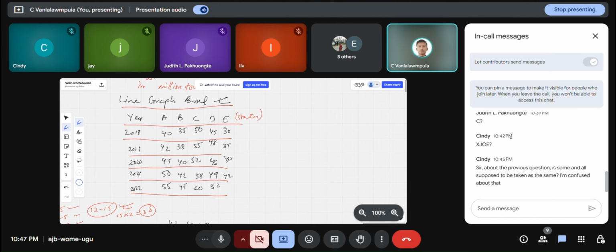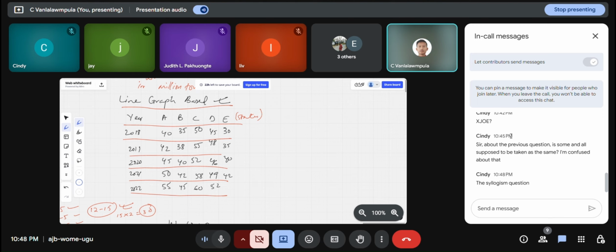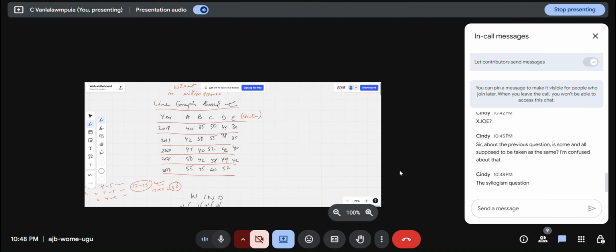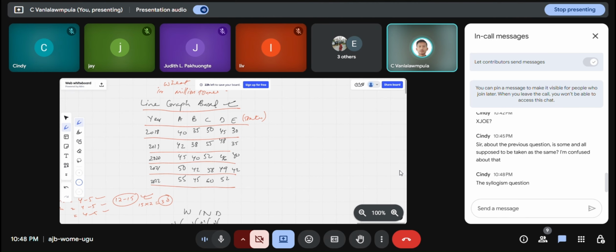Cindy, what are you talking about? What about the previous question? Is some and all supposed to be taken as the same? Are you talking about syllogism? Yeah. Okay, just answer this and we'll go again, definitely. Are you familiar with syllogism questions, or is it the first time you ever saw it? Just give me that.